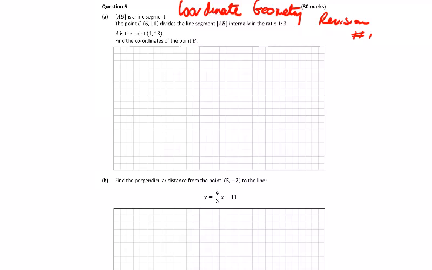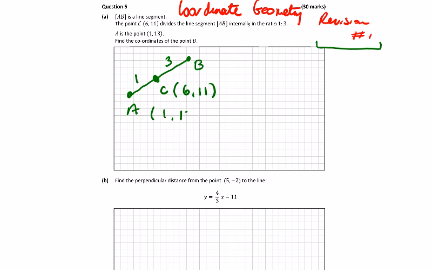The first part of this question for revision number 1 for coordinate geometry is AB as a line segment. So let's sketch AB. The point C divides the line segment internally in the ratio 1 to 3. So we have the point C, ratio 1 to 3. And we have the point C is (6, 11), and the point A is (1, 13).